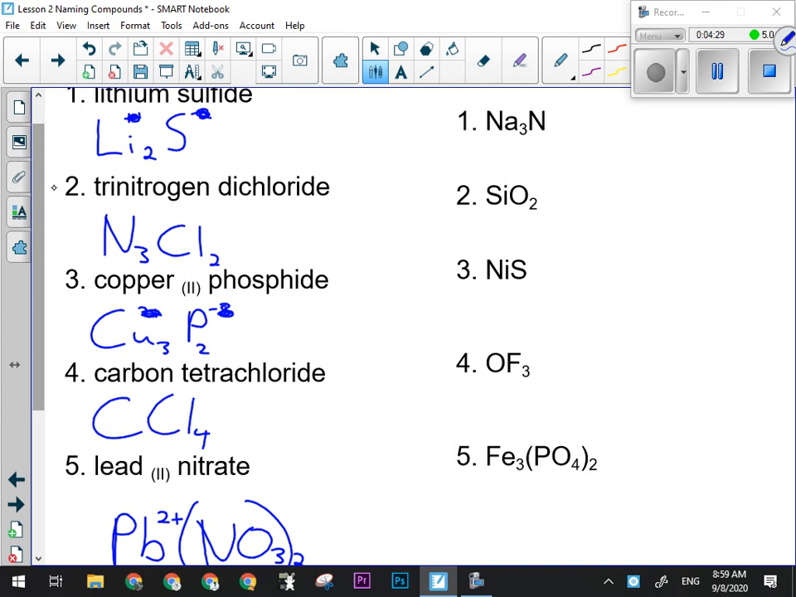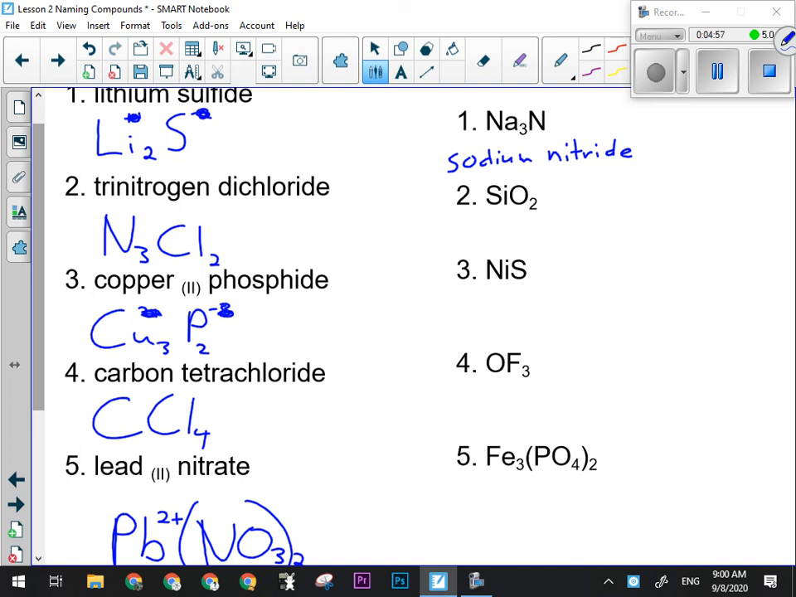So we've got Na3N, ionic or molecular? It's ionic. Sodium is the metal, so I will write it first. Nitrogen is the non-metal, so I will write it second and end it in "ide." Do I need any Roman numerals for this one? No, sodium only has 1 possible charge. So we're done. Sodium nitride is the name of that.